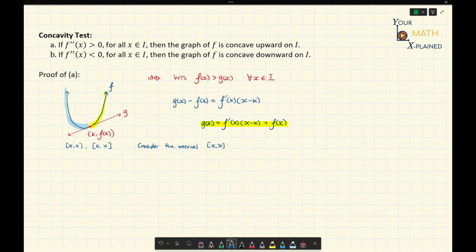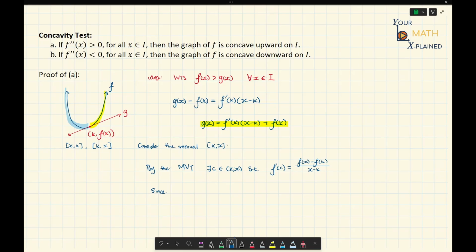So since the second derivative exists, we know that f is continuous on this interval and also differentiable, which means by the mean value theorem, there exists a c that is within the interval k to x such that f prime of c is equal to f of x minus f of k over x minus k.